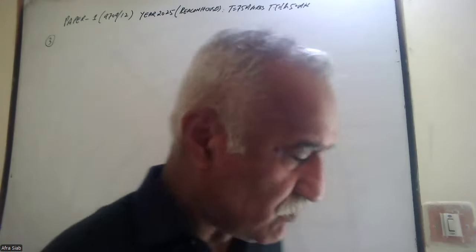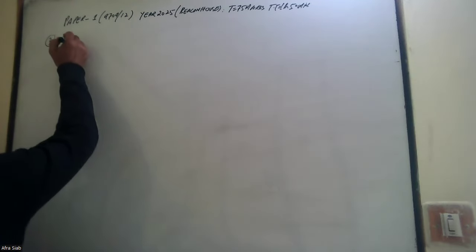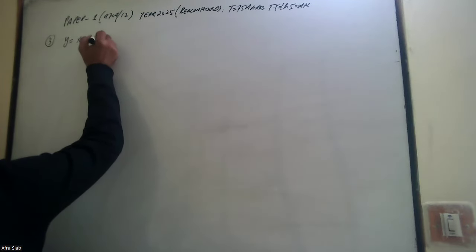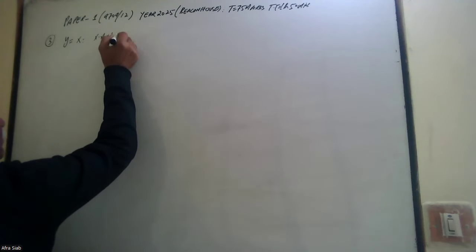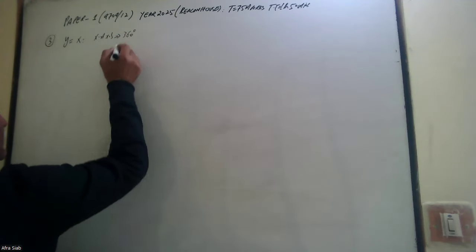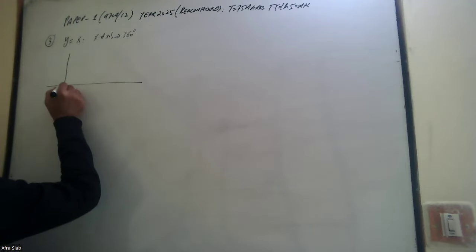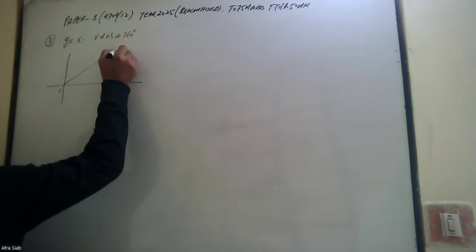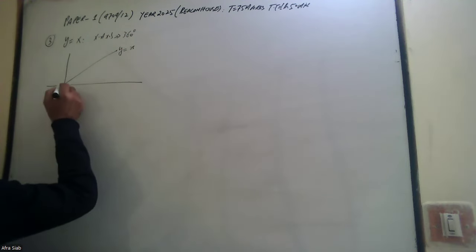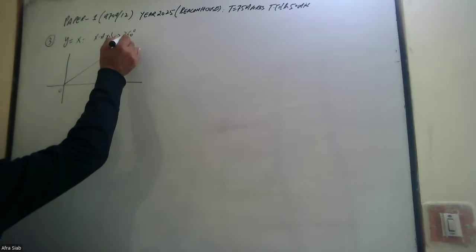The line y is equal to x is rotated about the x-axis through 360 degrees to form a cone with radius r and height h. The volume is given by 1 over 3 pi r square h. So we know that y is equal to x and it is rotated about the x-axis through 360 degrees.